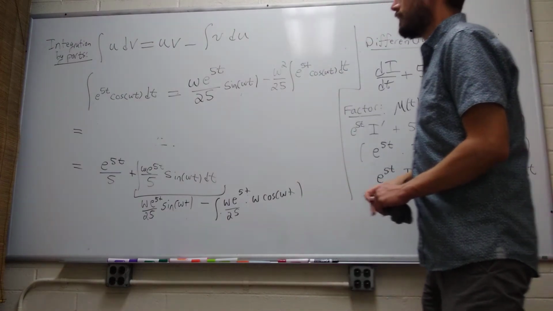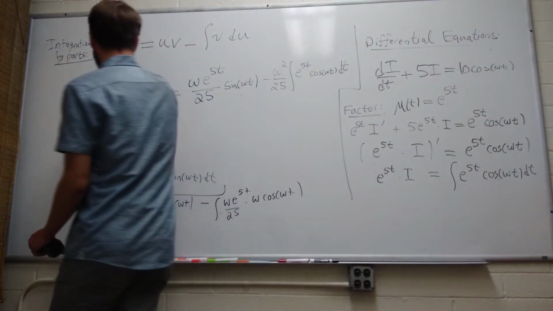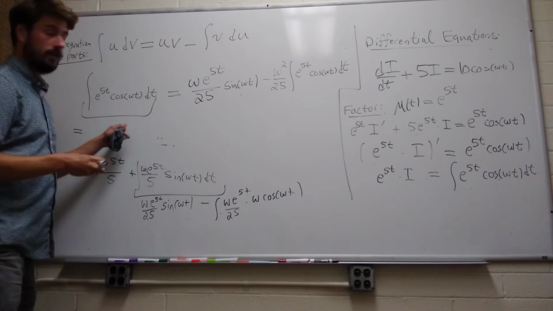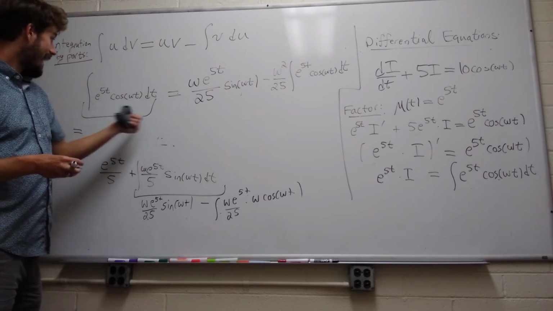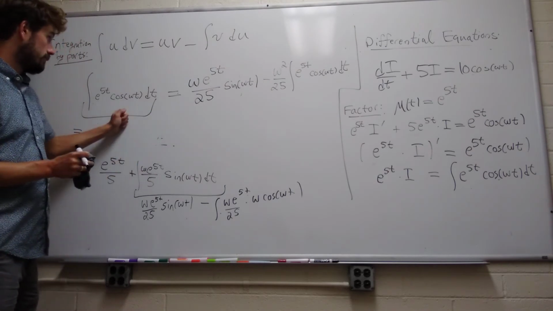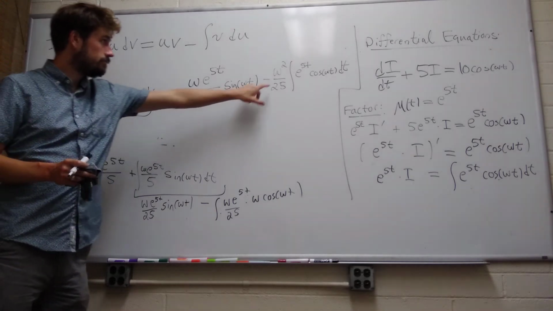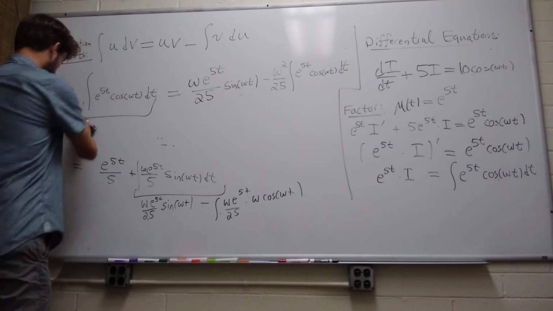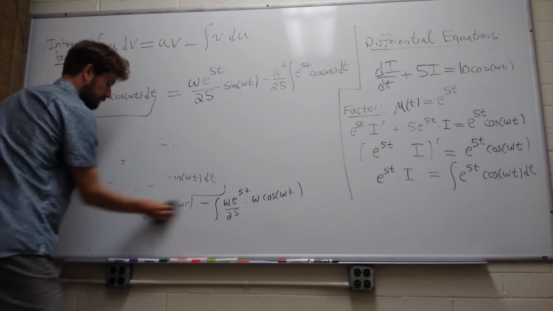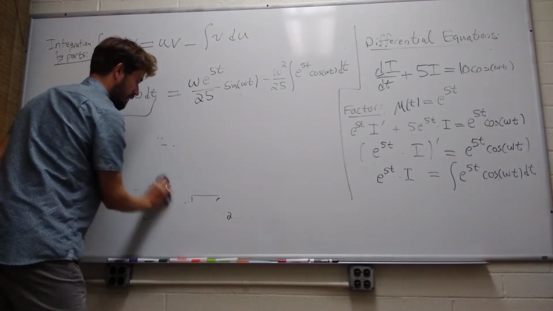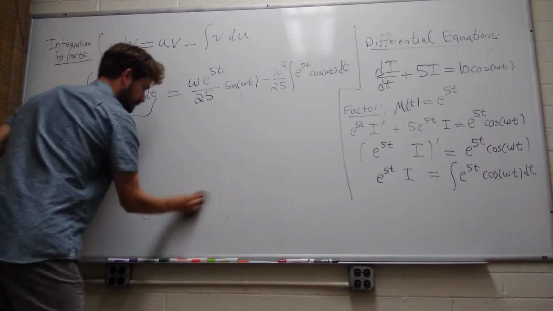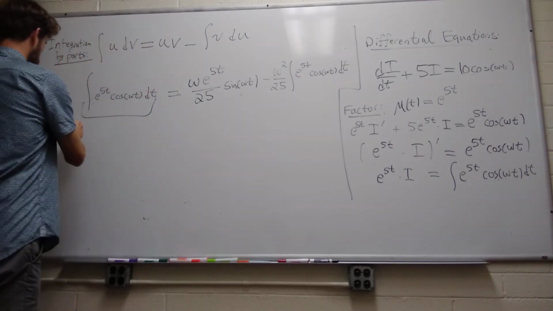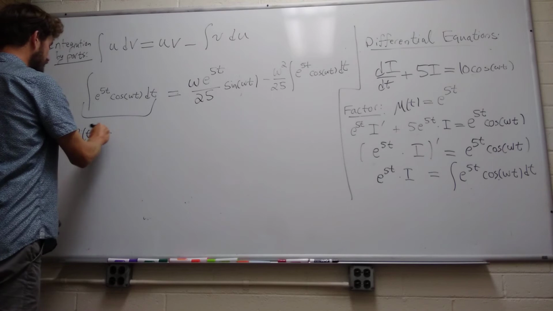Okay. We want to find what this integral is. This is the unknown. We have a function minus some constant times the unknown. So we can actually say, I'm going to call it A of t, an unknown function.